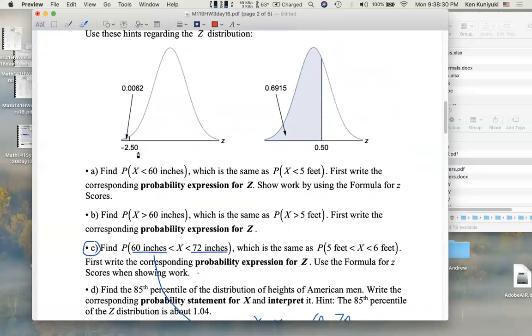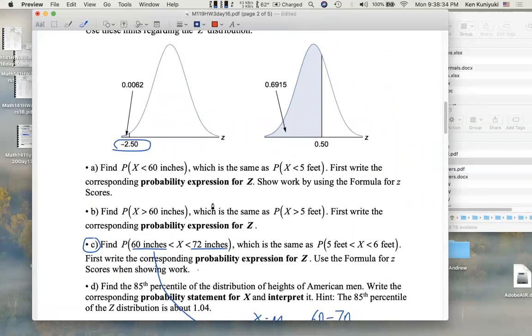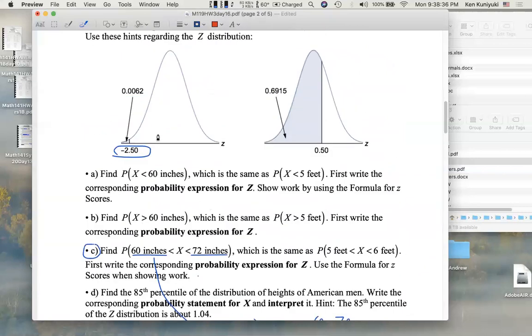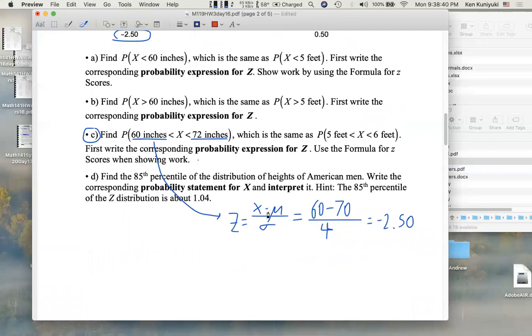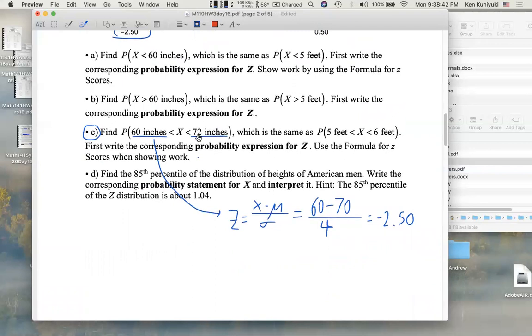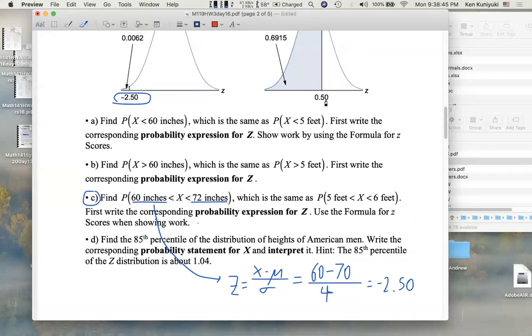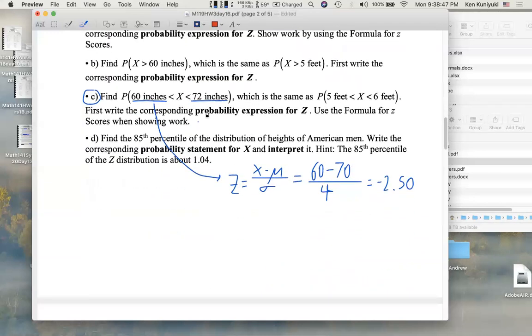And the hint suggests that, yeah. That's consistent with my hint over here. My hints will not be misleading, my hints will be useful. And then you do a similar calculation for 72. Show me the work, and you should get 0.50. So show me the work for that.